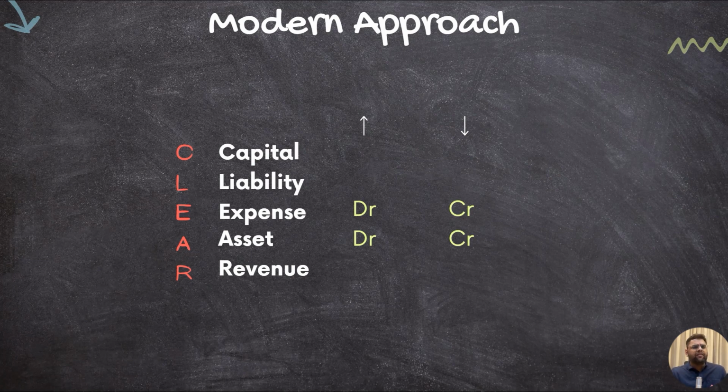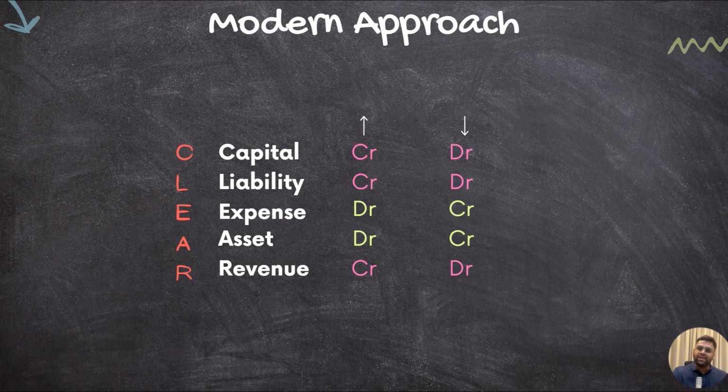Now, why am I focusing on the vowels so much? It is because everything else is opposite. What I mean to say is, for C, L and R, increase is credit and decrease is debit. Please take a screenshot of this slide. It will help last minute revision. This entire video is about how we will apply the rules of modern approach to identify debit and credit.